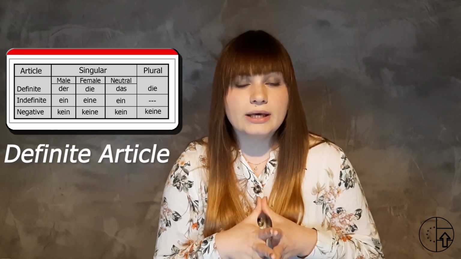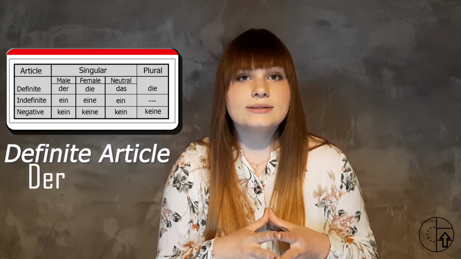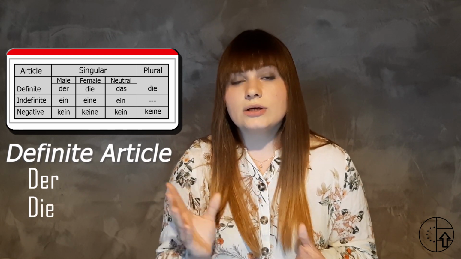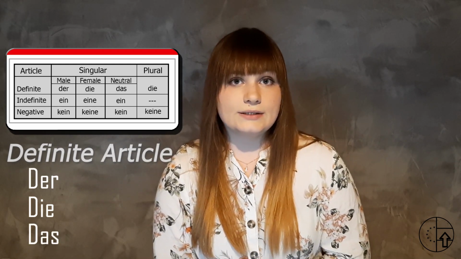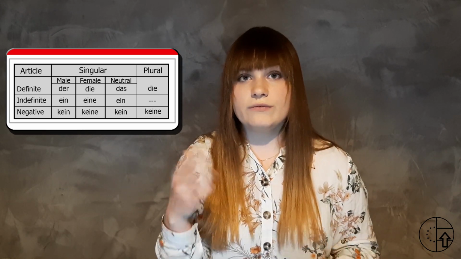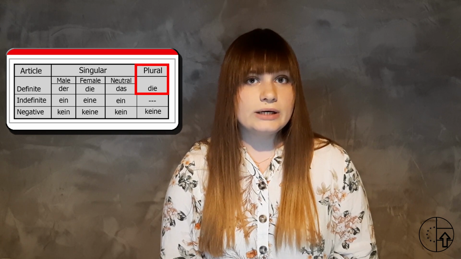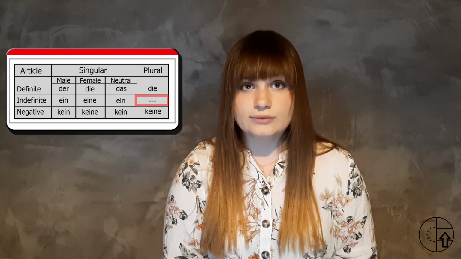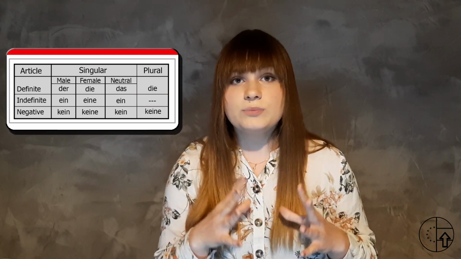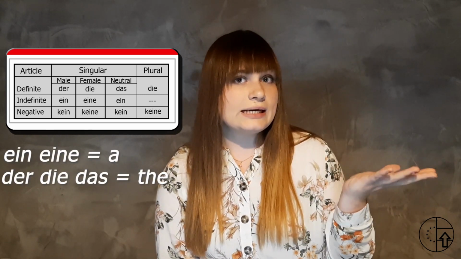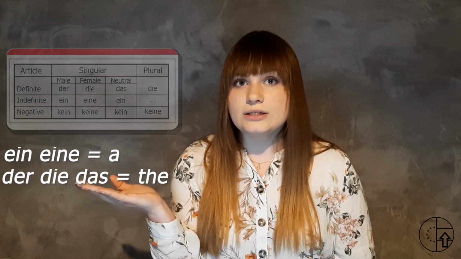When we are talking about a male item, we are going to use the article der. When we talk about a female item, we use the article die. And when it's neutral, we use the article das. If you are going to talk about plural, we should notice that we have the article die for this. For the indefinite article in plural, we are not using anything. So basically the definite article can be equivalent to "the" in English. For example, I saw a dog, I saw the dog.